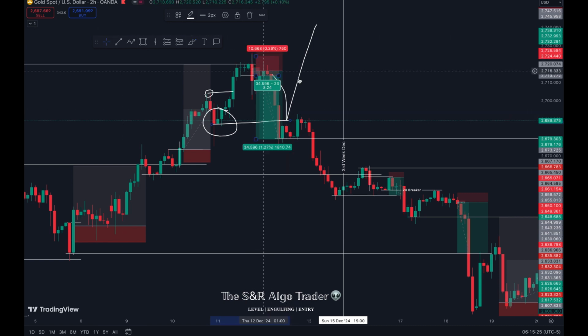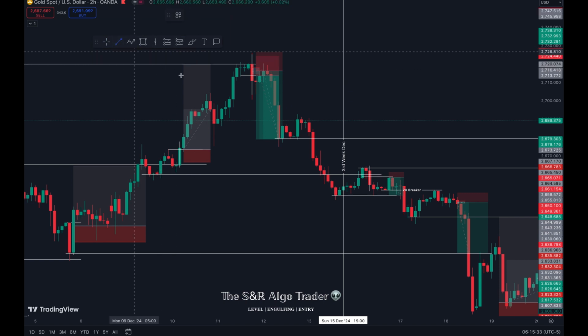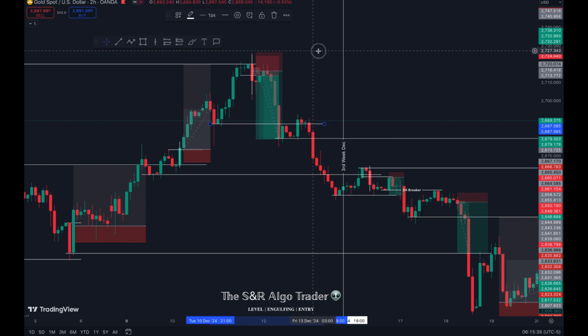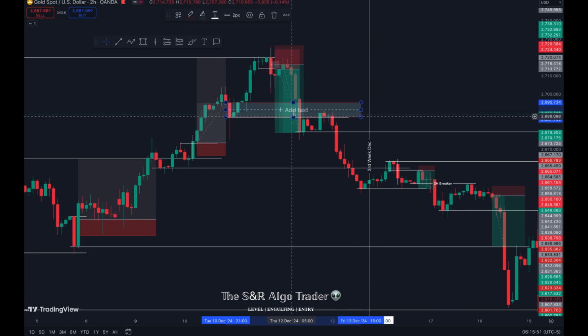Let me remove these drawings. So this area becomes an area of interest. That is a breaker block. Just like this. So this area, this is a breaker block.